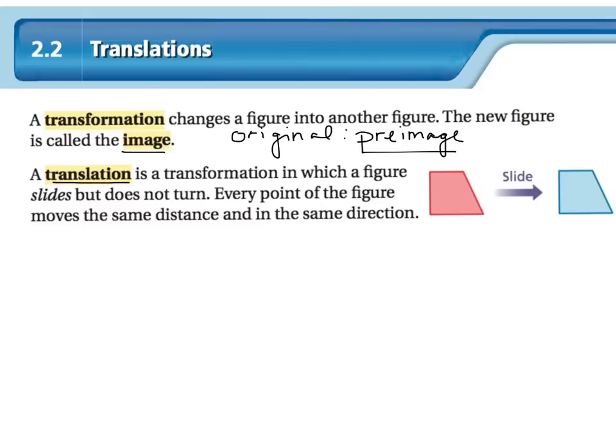Now a translation, which is what we're doing today, is a transformation in which a figure slides, but it does not turn. This is important. Every point of the figure moves the same distance and in the same direction. So this red trapezoid to this blue trapezoid would be a translation.